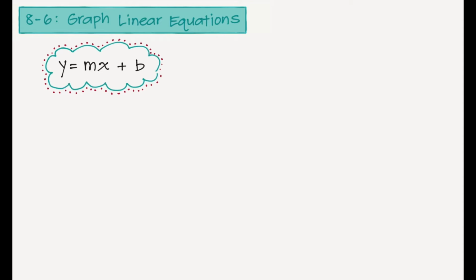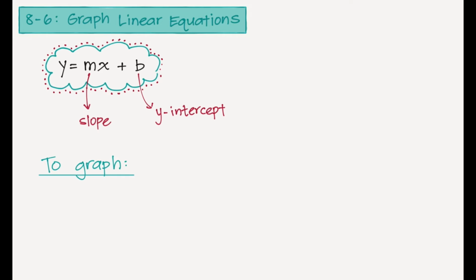Hello class, this is lesson 8-6 about how to graph linear equations. In our last lesson, we learned how to write linear equations in slope-intercept form. If it is in the form y equals mx plus b, we can quickly find the slope and the y-intercept. Well, we're going to use both of those today to graph the lines of these equations.